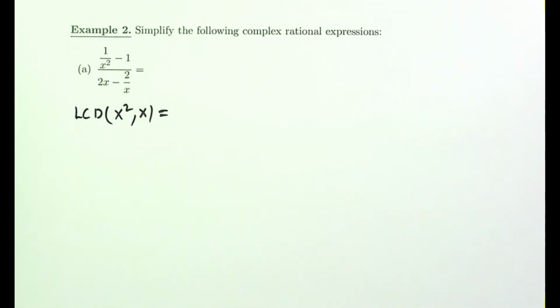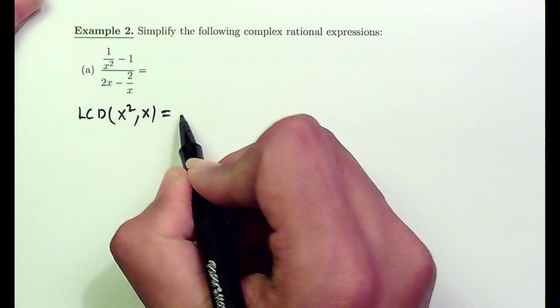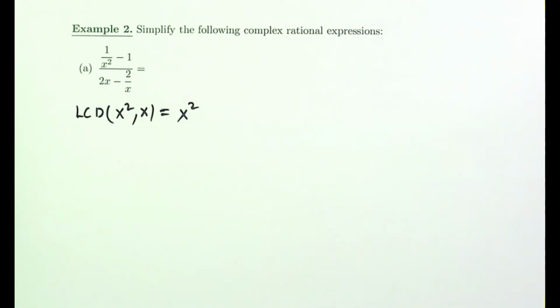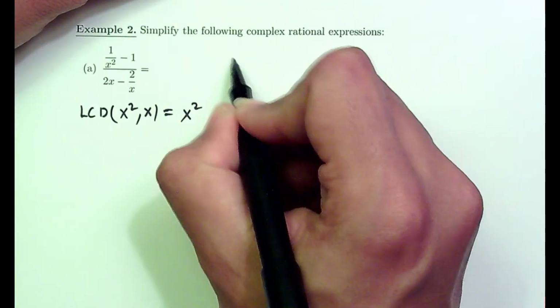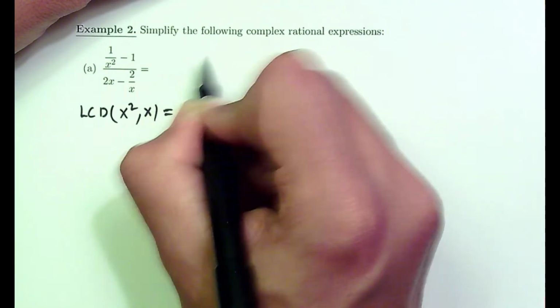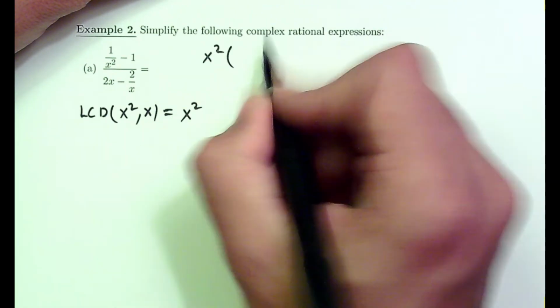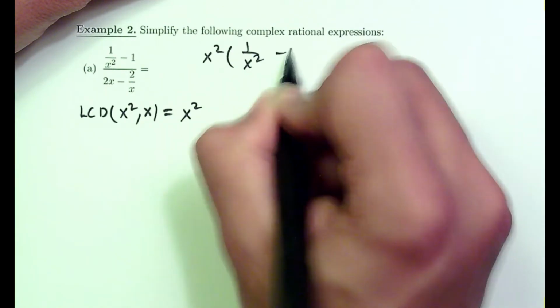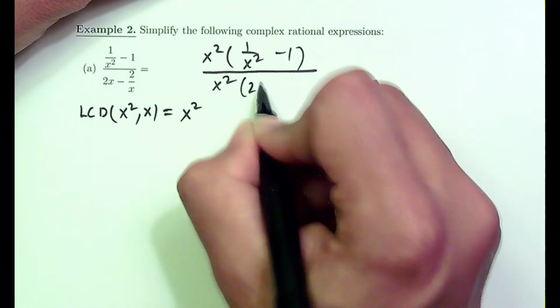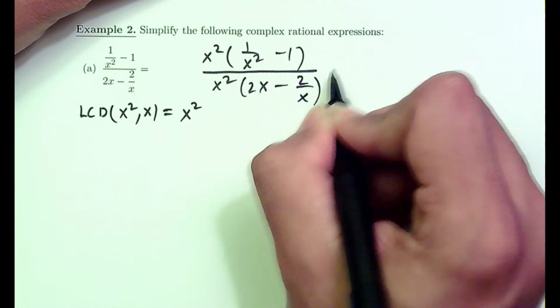So what is the least common denominator? Well, it's going to be x squared, because the only factor that you see is x, and you always choose the highest power. So it's going to be x squared. So that means we're going to multiply everything, top and bottom, by x squared. So this is going to be x squared times 1 over x squared minus 1, and x squared times 2x minus 2 over x.